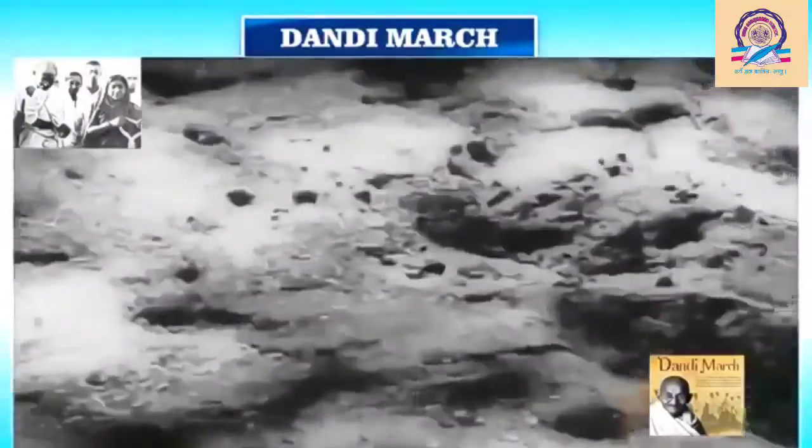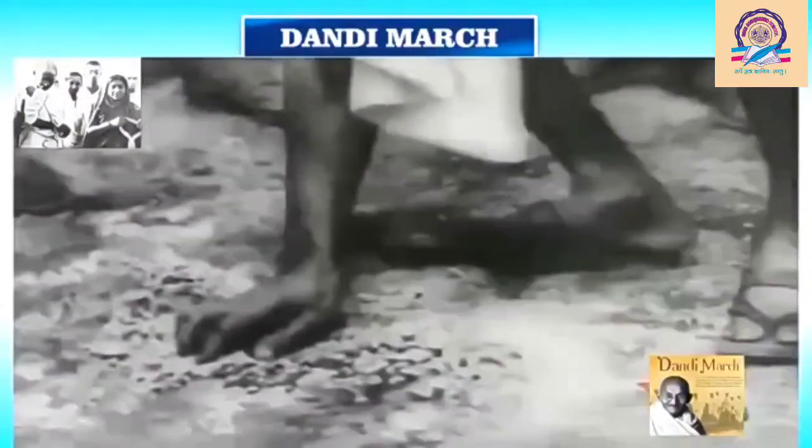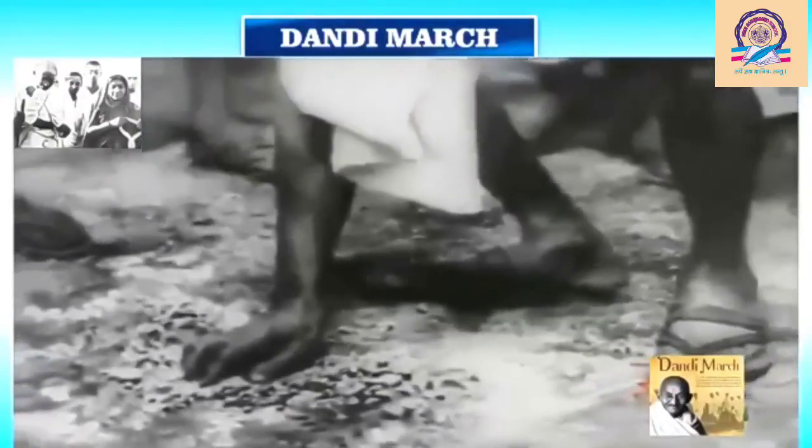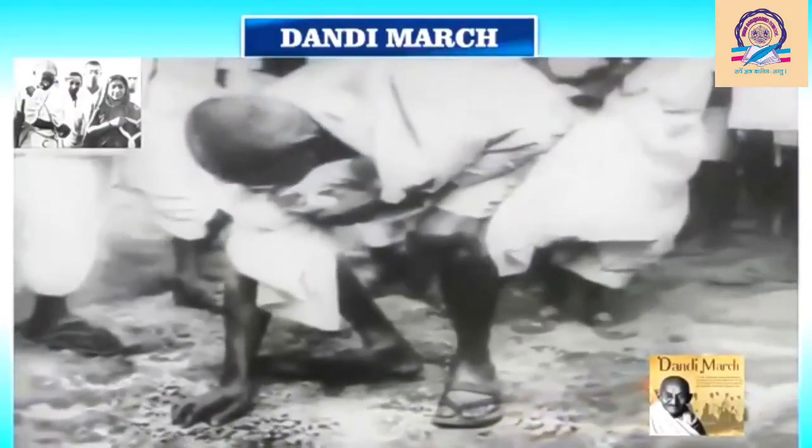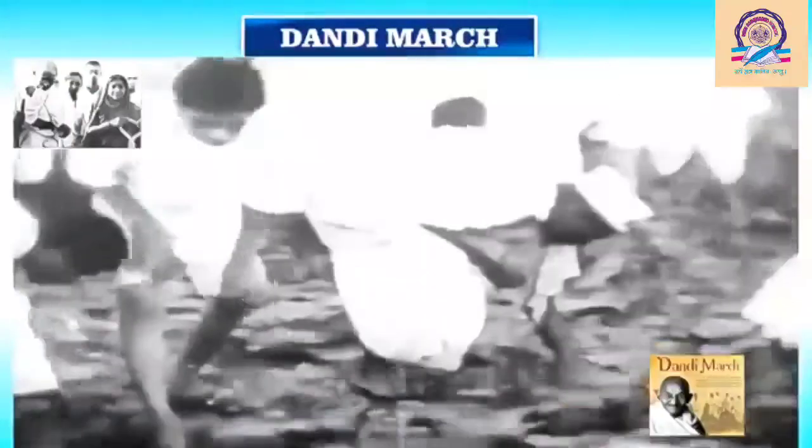On the morning of April 6, Gandhi and his followers picked up handfuls of salt along the shore, thus technically producing salt and breaking the law.